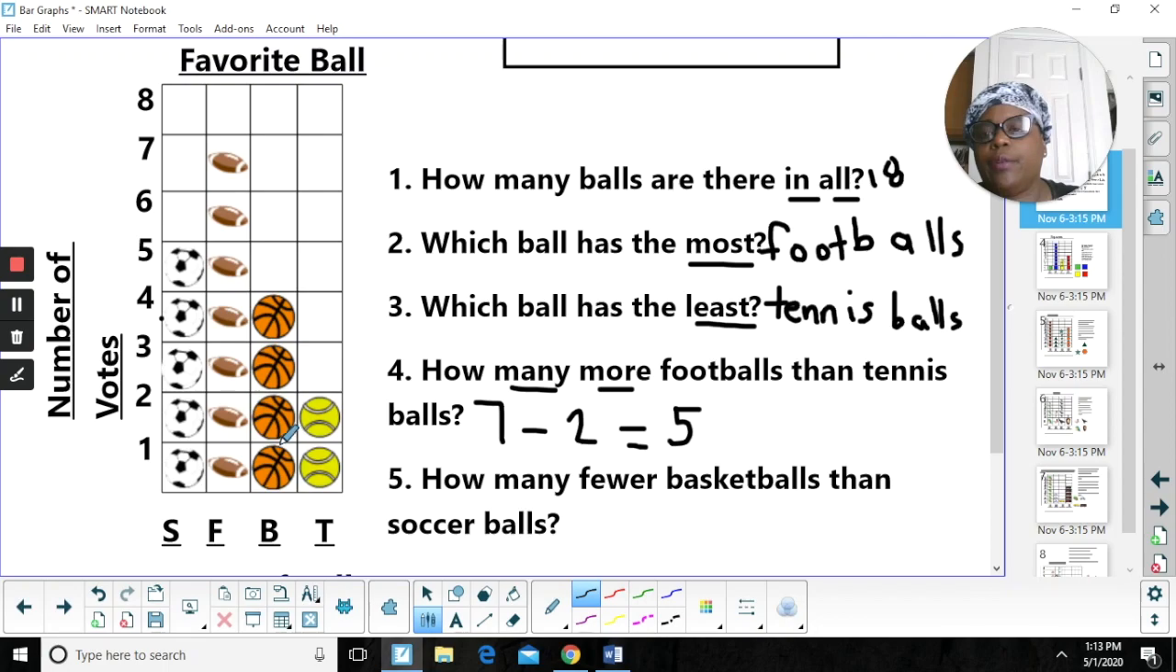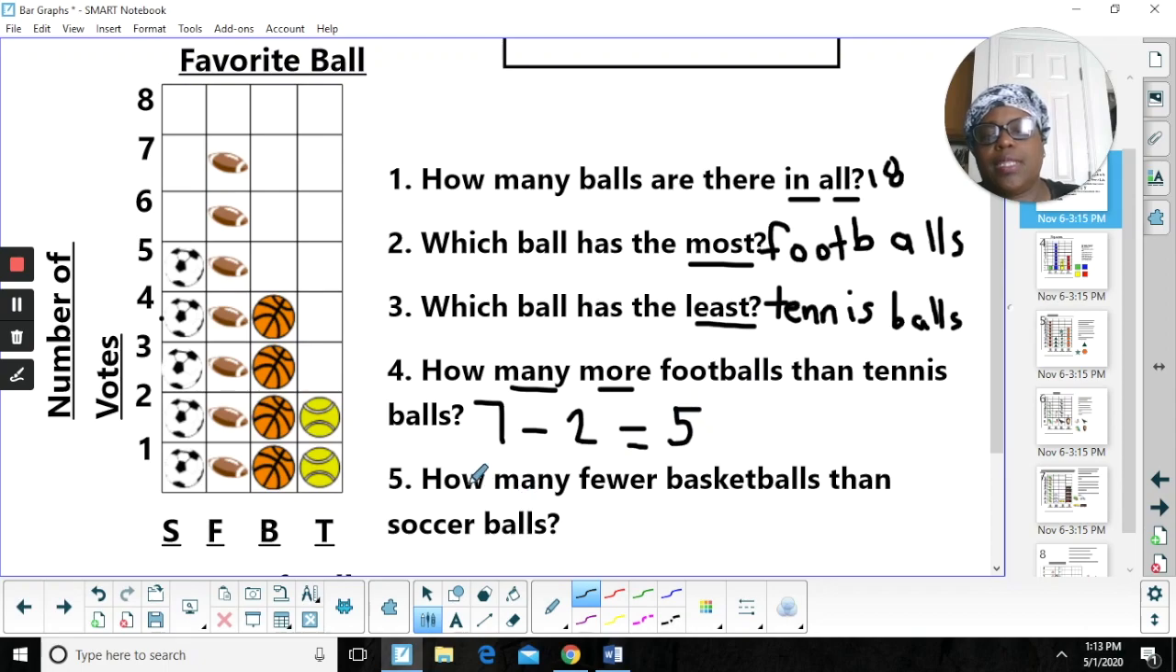If we look here, we see our tennis balls here, and here are our footballs. So if we count those blank spaces all the way up to the last football, let's see how many of those spaces are. 1, 2, 3, 4, 5. Okay? And that was correct.